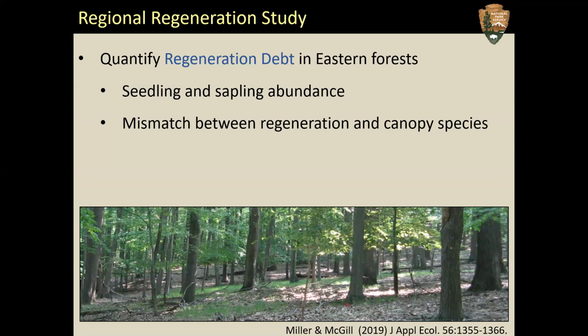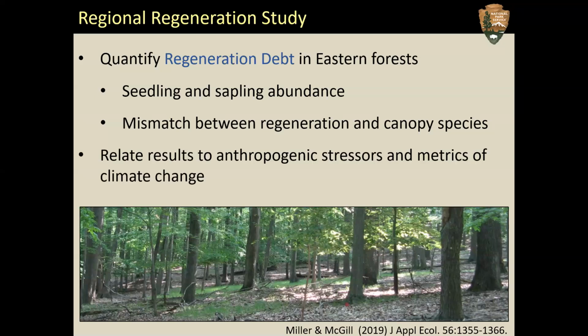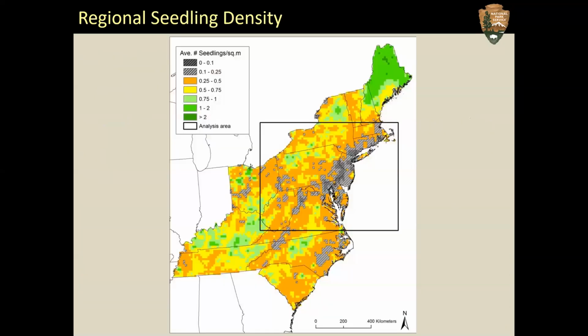In addition to quantifying regeneration debt across the region, we also related the findings to anthropogenic stressors and metrics of climate change to determine the drivers. We used FIA data for this analysis, so we didn't use any park data for this. And the map that hopefully is showing now is of seedling density across the eastern US. You can see the green means lots of seedlings, the gray means very few. There's a lot of regeneration in Maine, northern New Hampshire. Perhaps those were the folks that responded that regeneration isn't a problem. But then there's this area in the black box of very low regeneration.